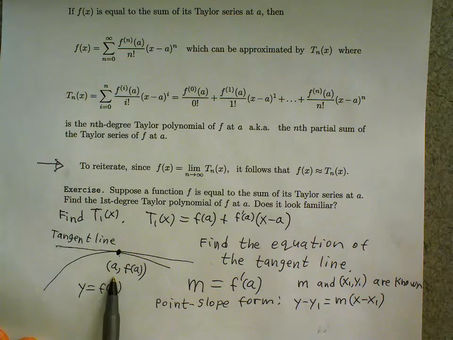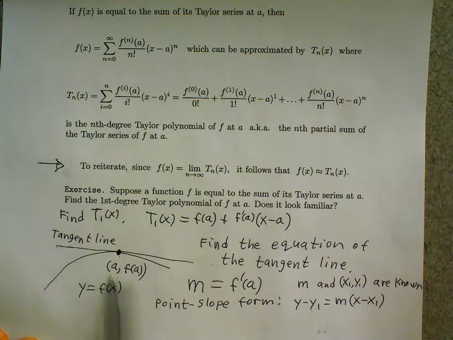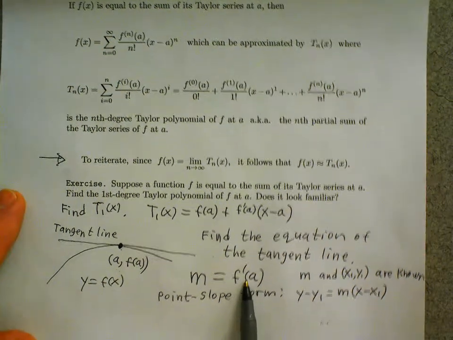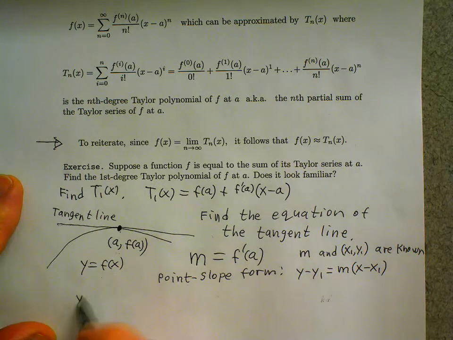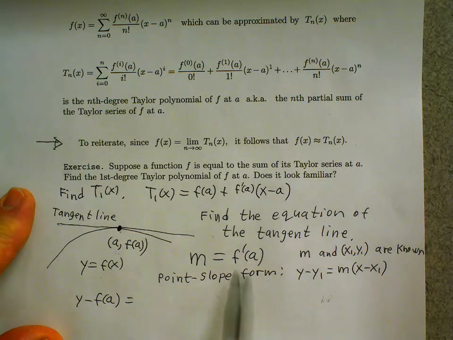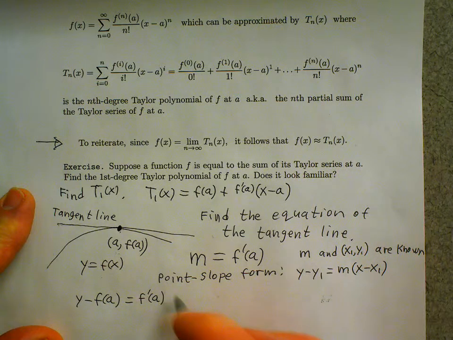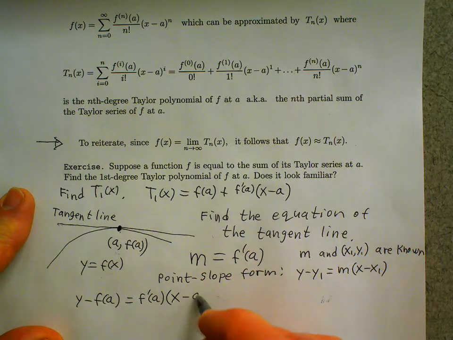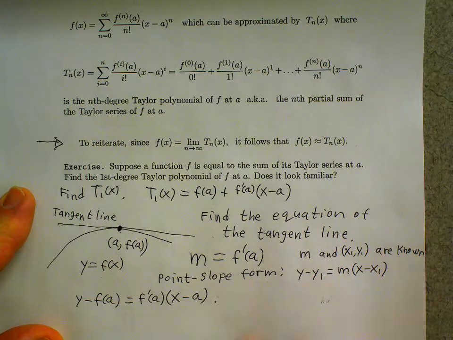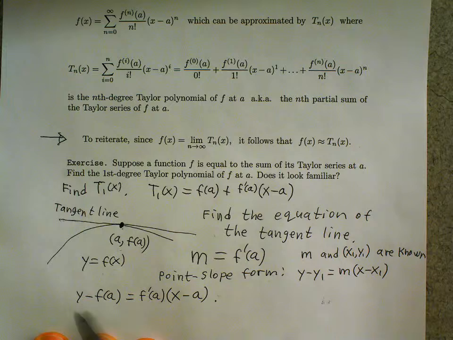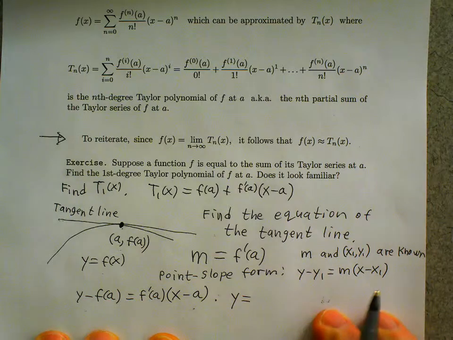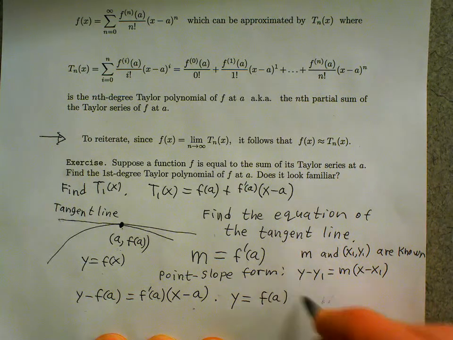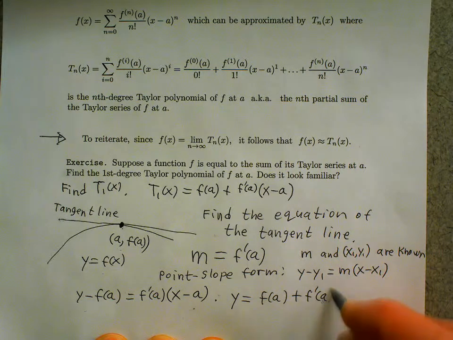Okay, so we'll do that with this point, A, f of A, and the slope f prime of A. So using the point slope form, we can write y minus f of A, that's the y minus y1, equal to the slope f prime of A times x minus A. And so this is one way to write the equation of the tangent line, but if you just solve it for y, we can write it as y equals f of A plus f prime of A times x minus A.